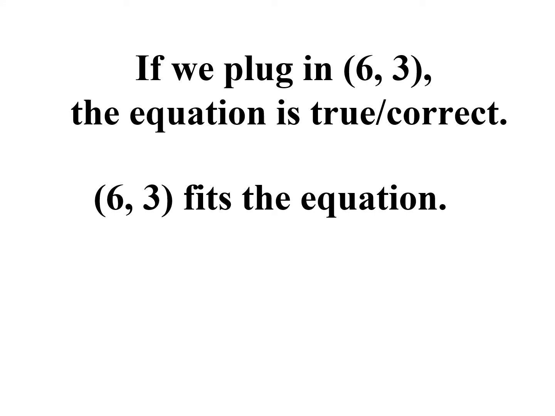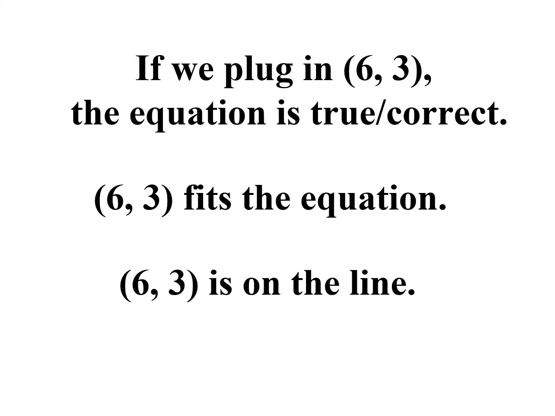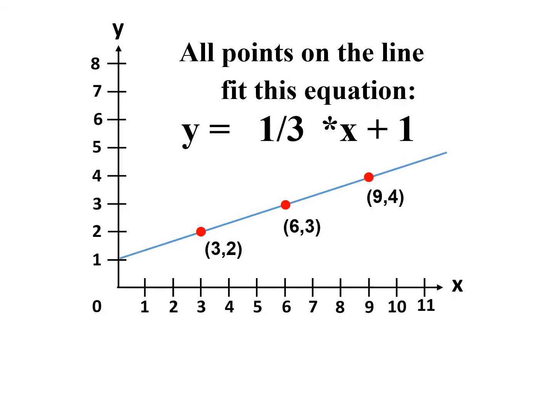This means that the point 6, 3 fits the equation. And this also means that the point 6, 3 is on the line. So we've tested 2 points on the line, 3, 2 and 6, 3, and our results confirm that these points fit the equation. We could do the same thing with any other point on the line, but for now let's move on to other topics.